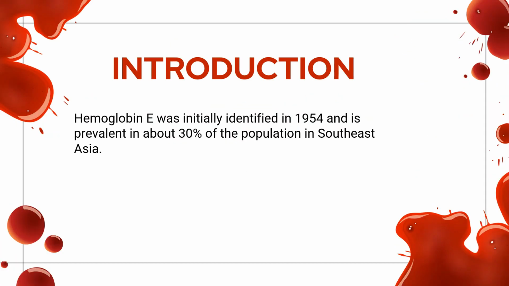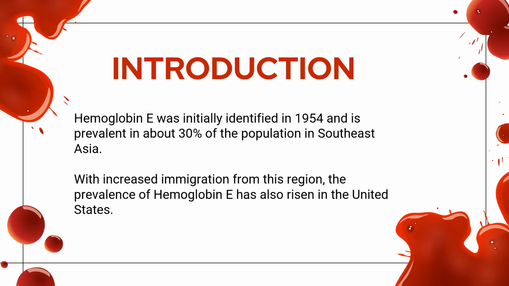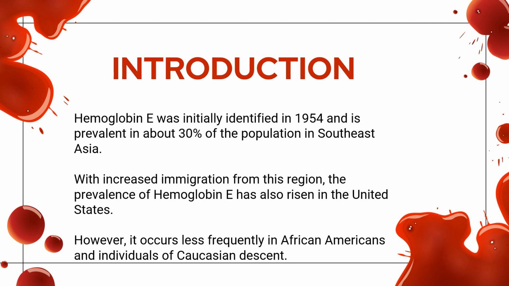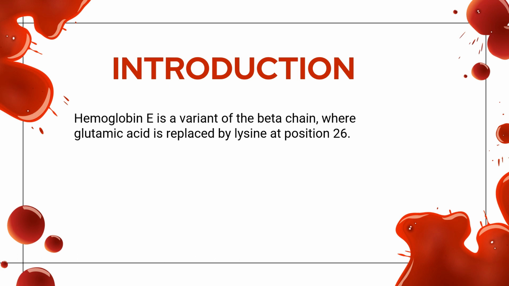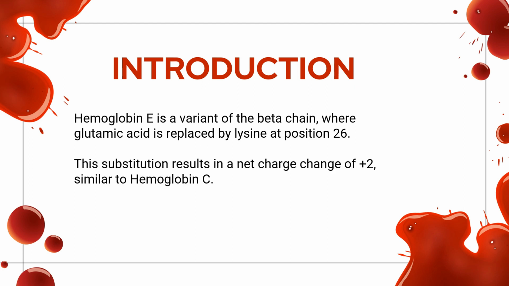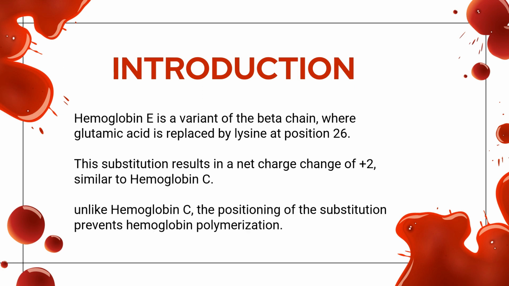Hemoglobin E. Hemoglobin E was initially identified in 1954 and is prevalent in about 30% of the population in Southeast Asia. With increased immigration from this region, the prevalence of hemoglobin E has also risen in the United States. However, it occurs less frequently in African Americans and individuals of Caucasian descent. Hemoglobin E is a variant of the beta chain, where glutamic acid is replaced by lysine at position 26. This substitution results in a net charge change of +2, similar to hemoglobin C. However, unlike hemoglobin C, the positioning of the substitution prevents hemoglobin polymerization.